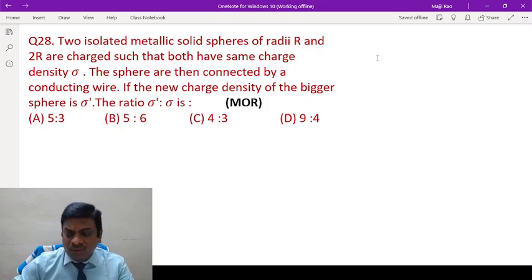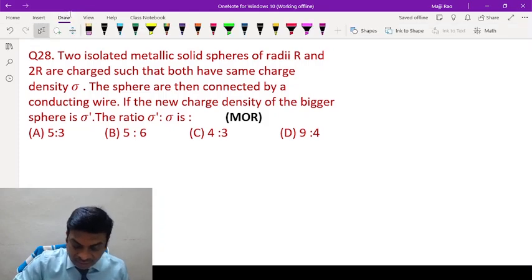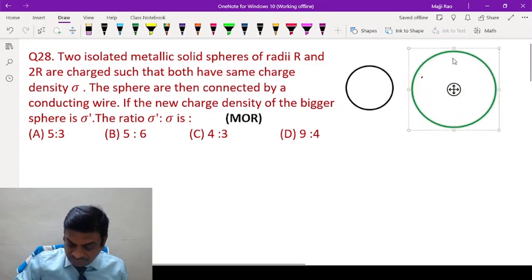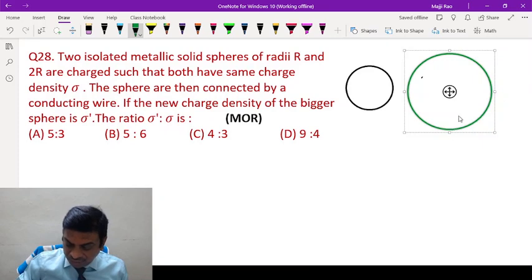So we'll do one thing. We'll proceed in terms of sigma. That is, we'll find sigma dash in terms of sigma and we'll get the ratio. Right, so let us start. We have two spheres, one is small, the other is big. So this way you have a smaller sphere and then you have a bigger sphere. I'm not drawing to scale, students, so kindly pardon me.